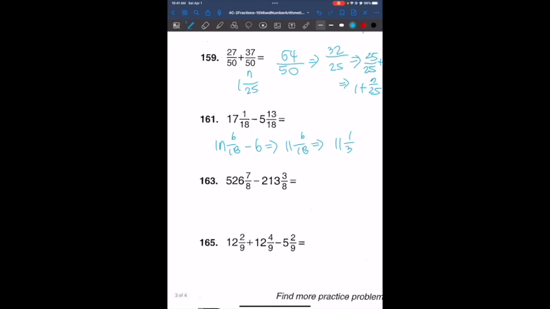For problem 163, we have these two numbers. And so the method that I'm going to use is the whole number, fraction method. So 526 minus 213 is going to give 313. 7 over 8 minus 3 over 8 is going to give us 4 over 8, or 1/2. So the answer is going to be 313 and 1/2.